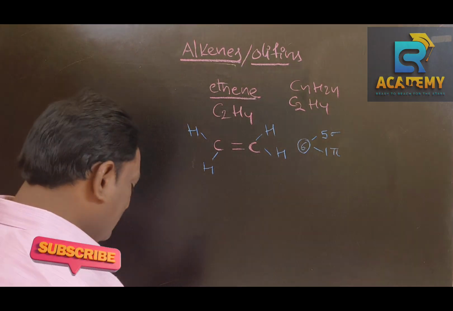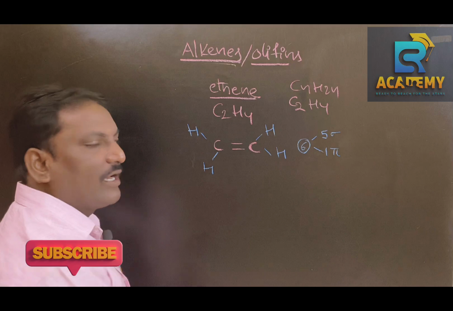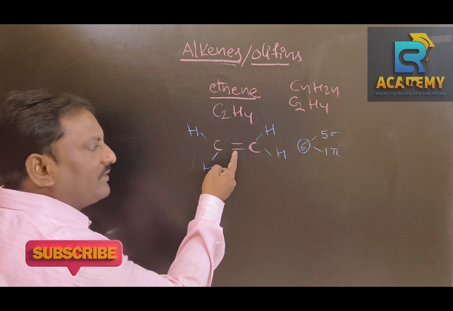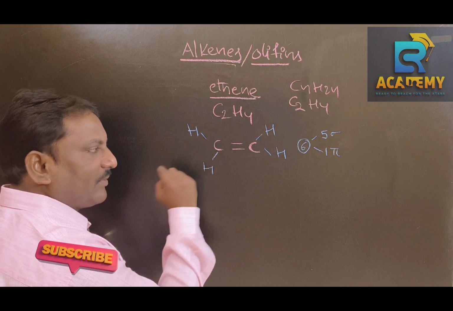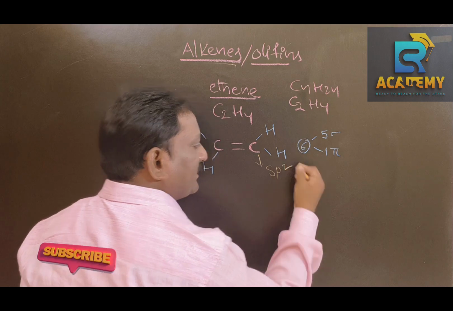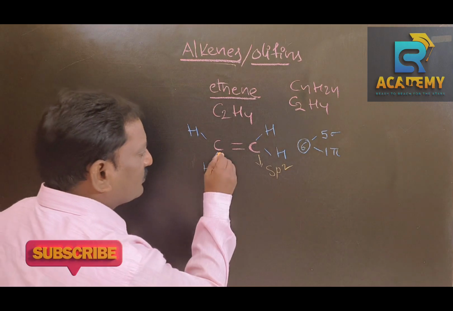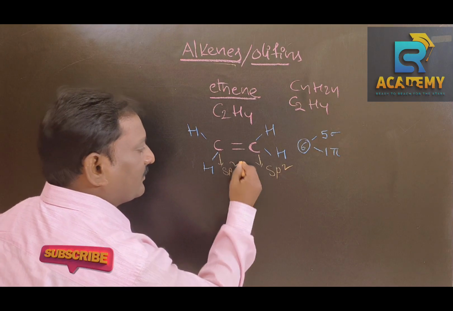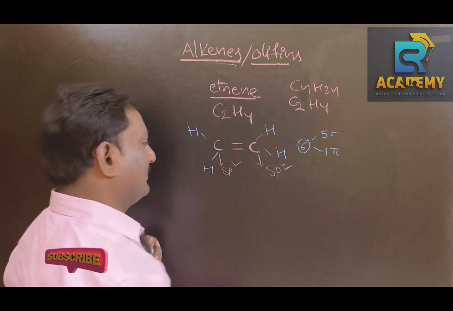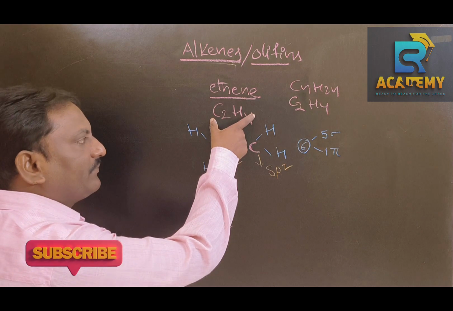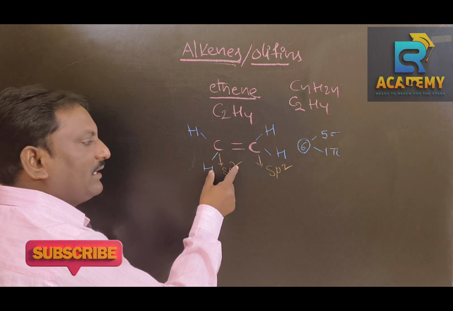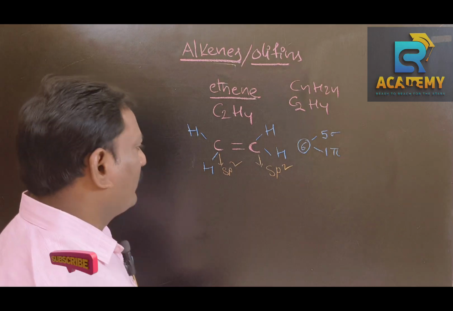So what is the nature of hybridization of these two carbon atoms in ethene? Listen to me. This carbon atom has a double bond with this carbon atom, so it undergoes sp2 hybridization. This one is also an sp2 hybridized carbon. So there are two sp2 hybridized carbons in ethene. So: chemical formula, detailed structure, number of covalent bonds, and nature of hybridization of carbon atoms.